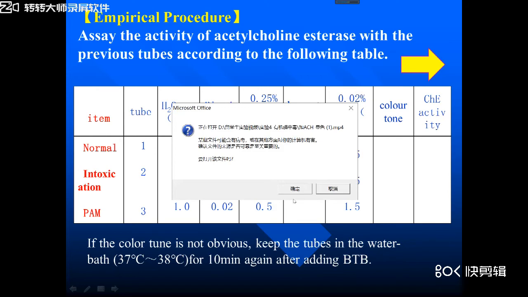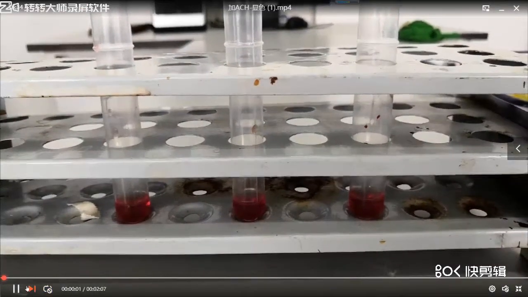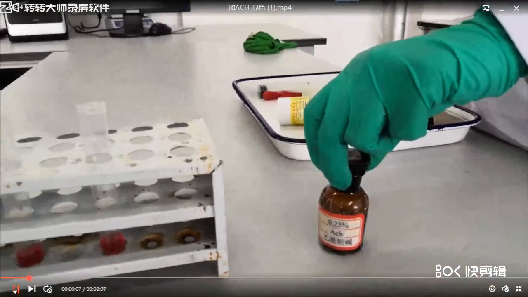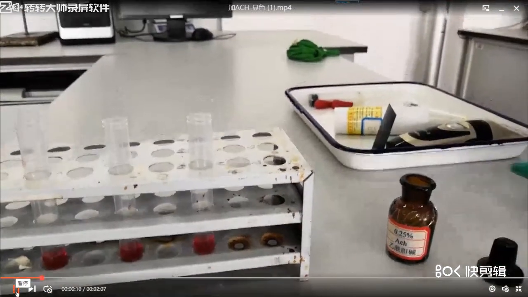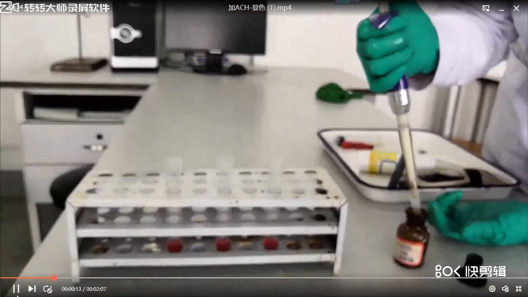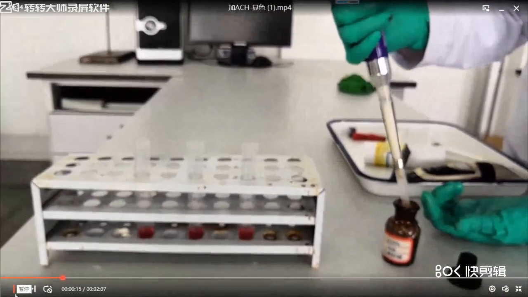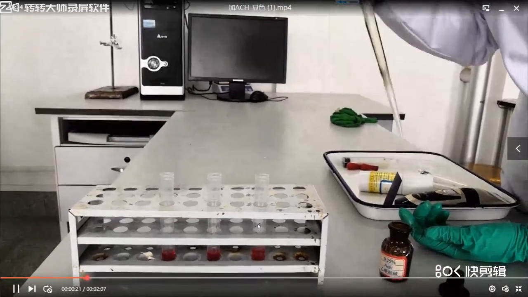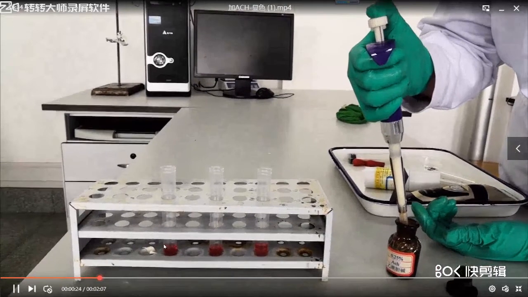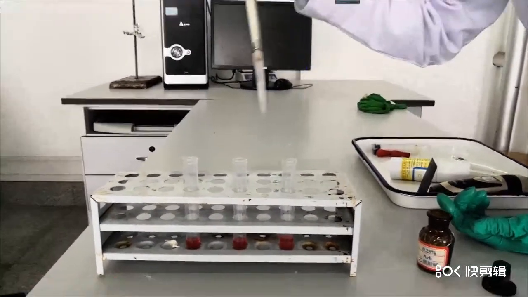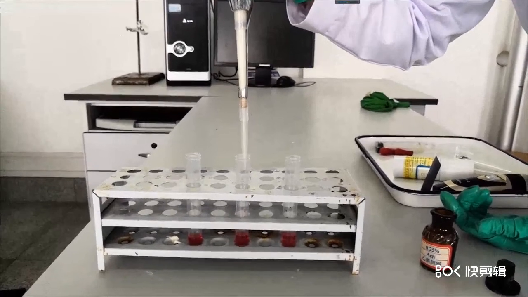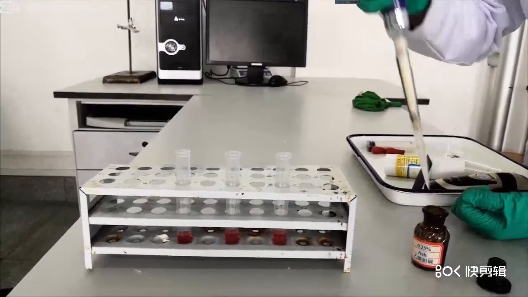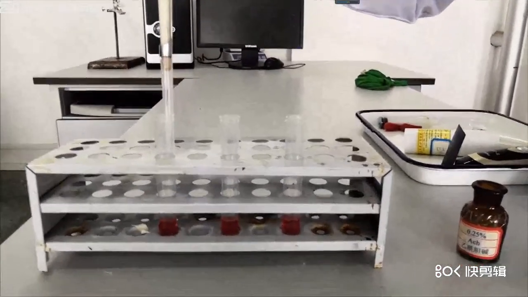Okay, let's do the last step. We have 3 tubes. The first tube is normal. The second tube is after using organophosphate. The third tube is after saving life. We give the atropine and the PAM chloride. And we add 0.5 milliliter acetylcholine into each tube: into the first, into the second tube, and into the third tube too.